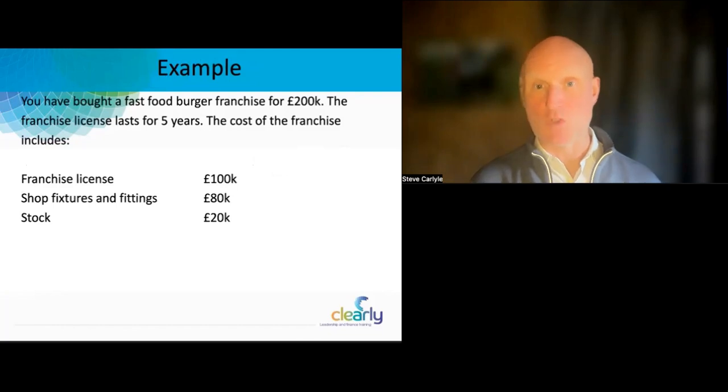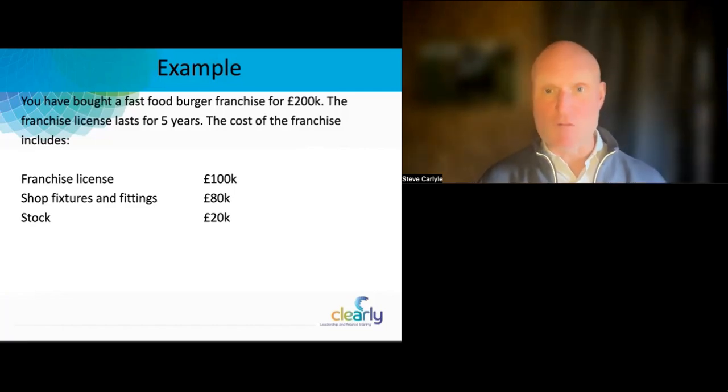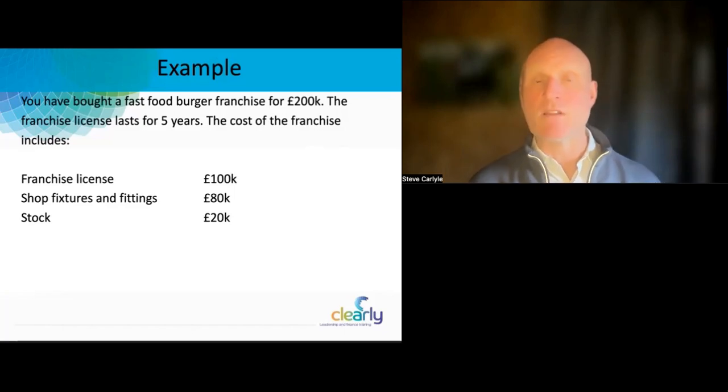£80,000 worth of actual tangible fixed assets. We also got £20,000 worth of stock that we're going to start the business with, that we're going to sell in this franchise. And the other 100,000 was paid as a franchise license fee. And that is just as valuable, if not more so, than the shop fixtures and fittings and the stock, because that's the thing that's going to give us exclusivity. That's the thing that's going to give us the right to use all the branding and the marketing of the company that owns the franchise. That's massively valuable to us. And this franchise lasts for 5 years.